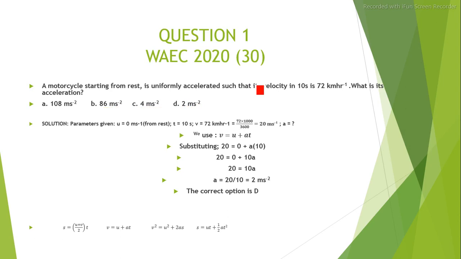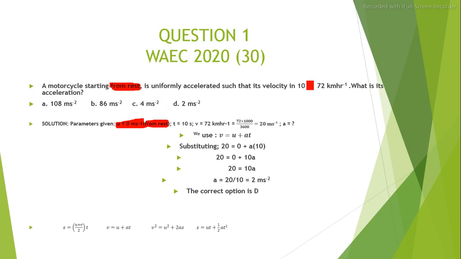So just like I said, it's on uniform acceleration. So firstly, we write out the parameters. The parameters given are, number 1, we're given U. So U is 0 meter per second. That is because the body starts from rest. So we said that when the body starts from rest, the initial velocity is 0. So U is 0 in this case. Do you understand? Okay, now I can move on.